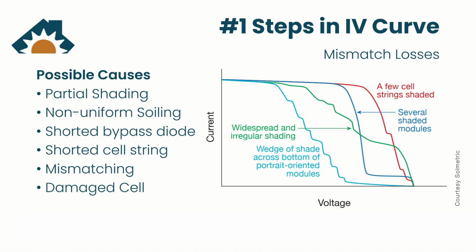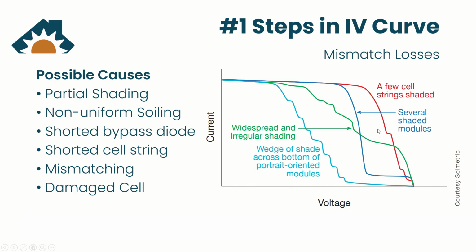The first type of issue you may come across are steps in the IV curve, and this can be a result of multiple possibilities. It could be from partial shading, it could be from non-uniform soiling. Now, if it was uniform soiling, then the curve would look smoother. It just would be the current that would be mostly affected. And it would be similar to having cloud cover. It's just even soiling so that you're just getting less light overall evenly.